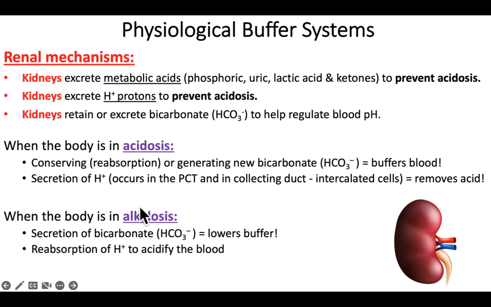If the body is in alkalosis, the kidneys can basically do the opposite. Get rid of some of the buffer or reabsorb the protons to acidify the blood. All right? So same with the respiratory system. Kidneys could cause acidosis and alkalosis if they're not functioning properly, or they can be used to correct pH imbalances.